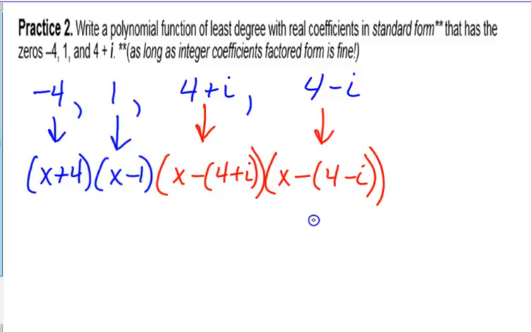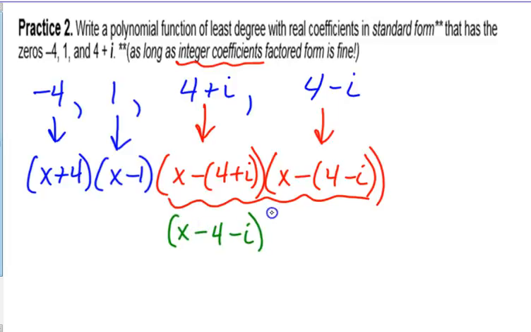This is a quiz question. On Friday, there's a question just like this. This would get you partial credit right here. To get full credit, it says you have to have integer coefficients. So you have to do something with these until there's no i's. All right, you distribute the negative. And you get to this. Now, you can do what we just did.